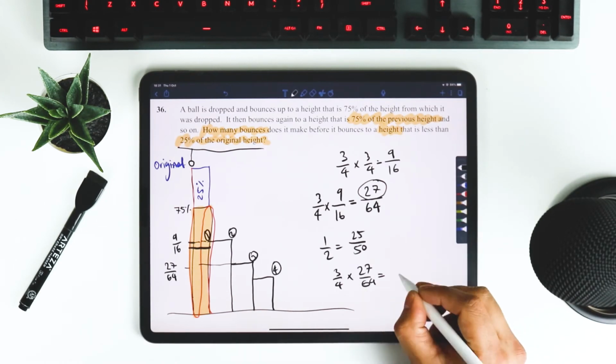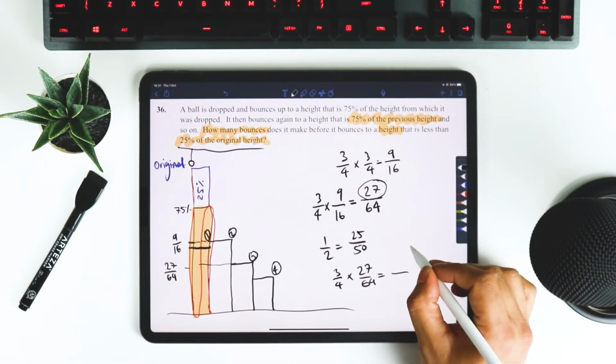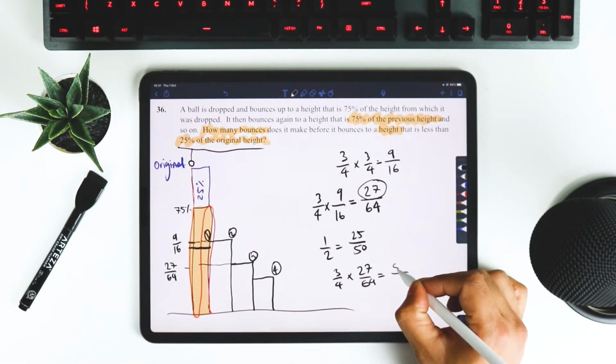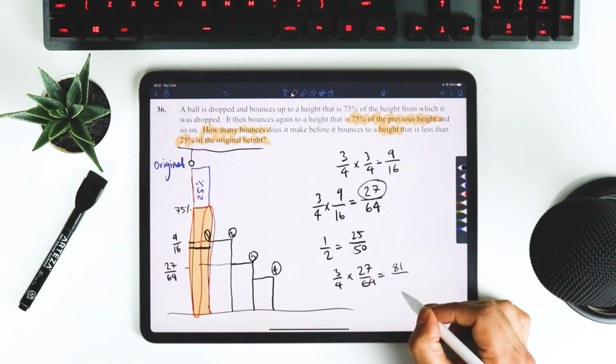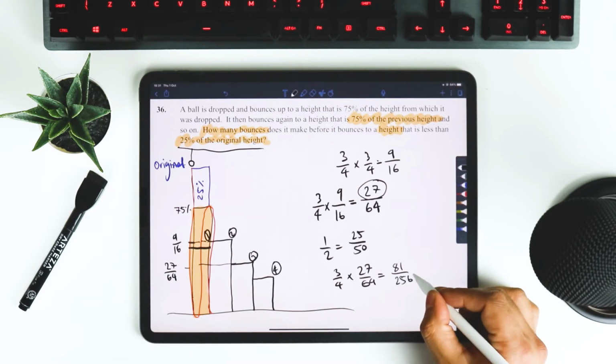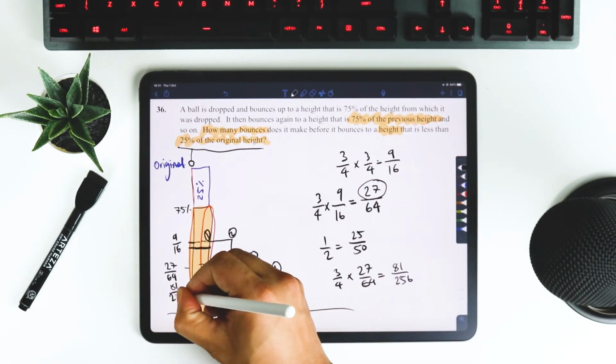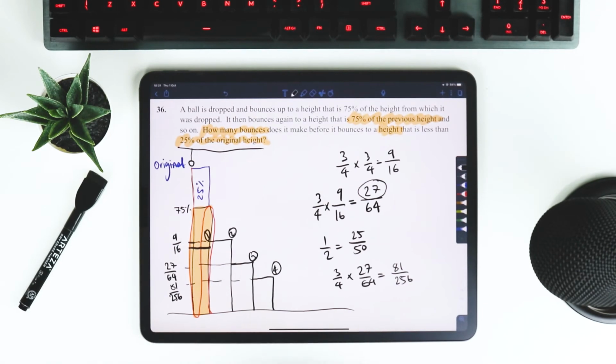And so we've got 3 times 27, 4 times 64. 3 times 27 is going to be 81. And 4 times 64: 6, 12, 18, 24, 240, plus 16. 240 plus 16 is 256. So 81 over 256. So this is 81/256 of the original amount.